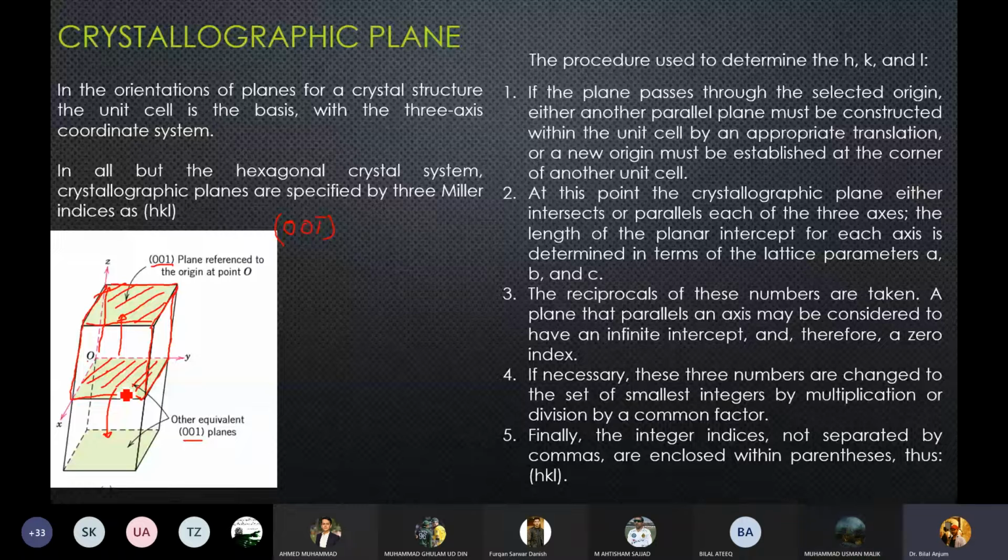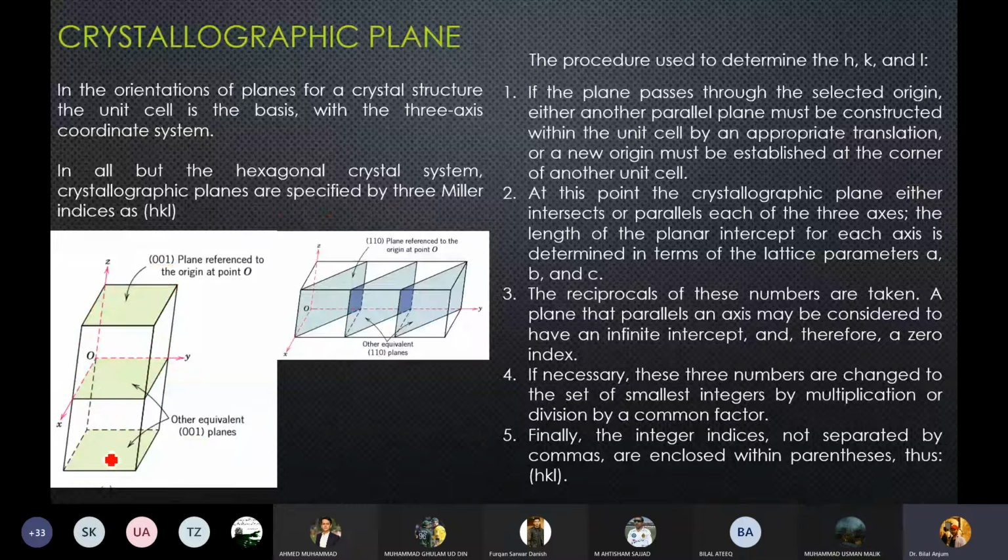Now let's look at another plane. This is the plane. Now, having O as the origin, if I write down over here X, Y, and Z, the first thing I made sure is that the plane is not passing through the origin, so I don't need to move the plane or the origin. Neither of the two should be moved.